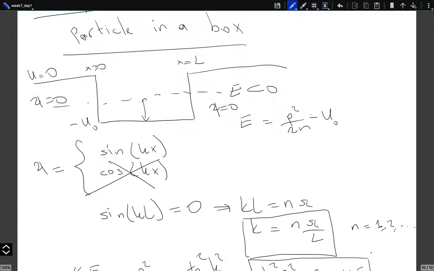Well, you see, cosine cannot be because it's not continuous. You see, at x is equal to 0, on one side it is 0, so on the other side it also has to be 0. So cosine is 1, it's definitely non-zero.